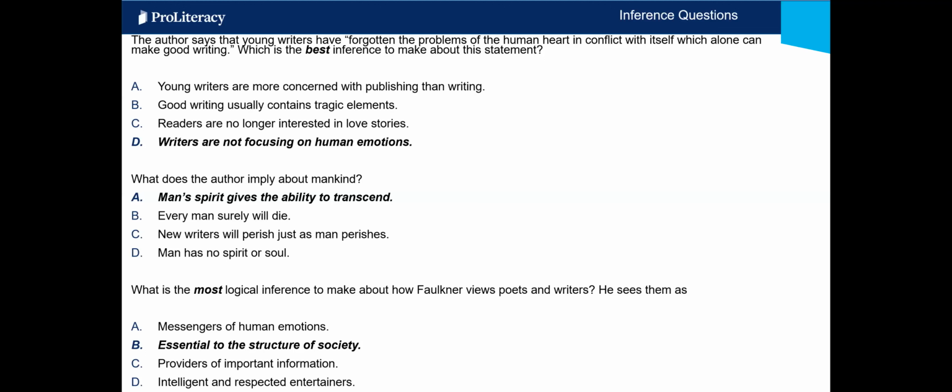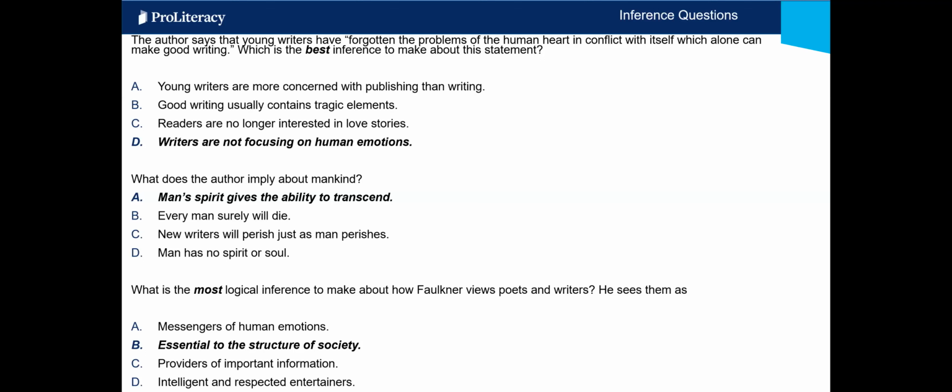The second question then, what does the author imply about mankind? The majority picked A, which is man's spirit gives the ability to transcend. Excellent. And then with the last question, I'm glad that it was a little bit split because it is B, so it's essential to the structure of society. However, I see why A would also make sense. And again, it's what's the most logical inference.